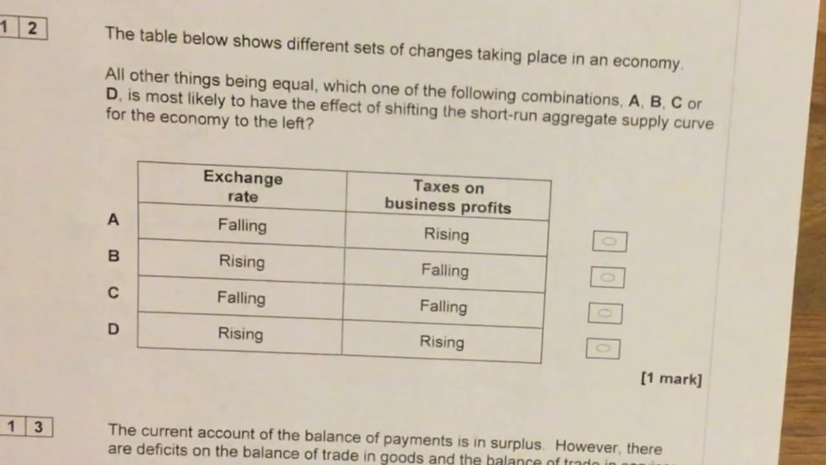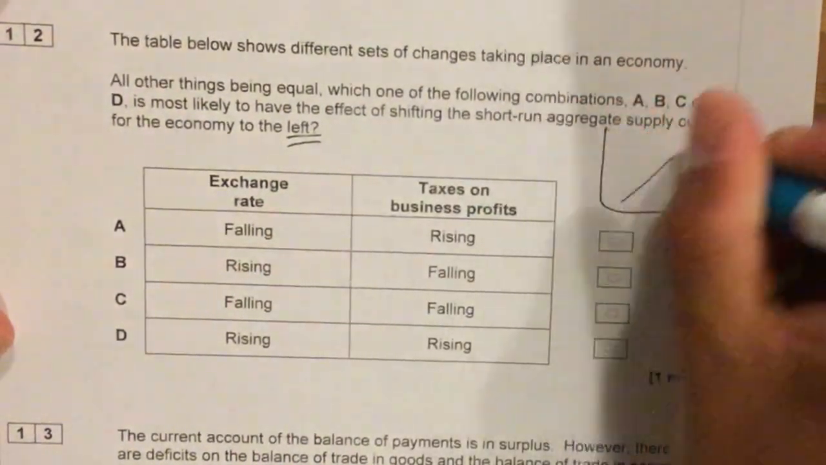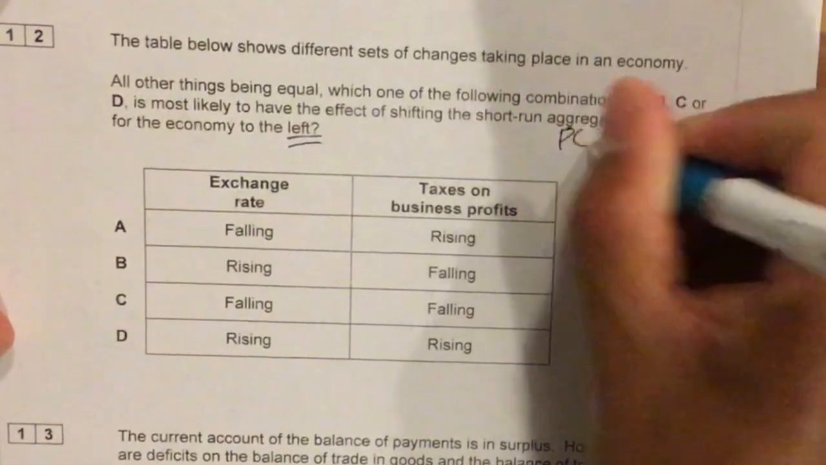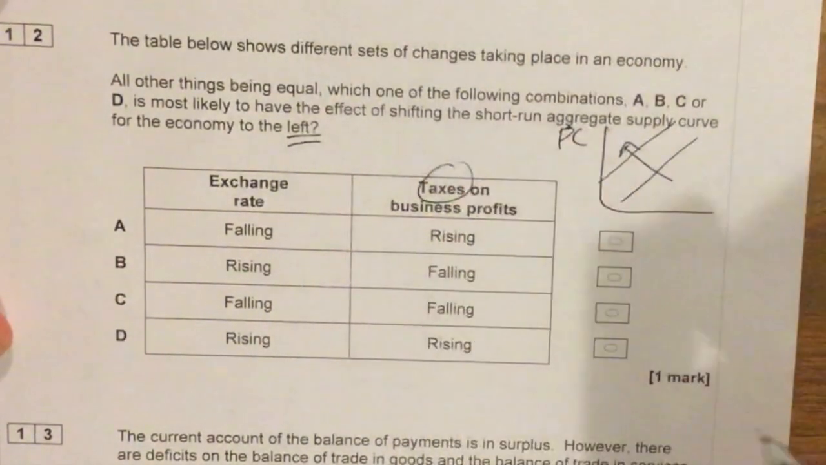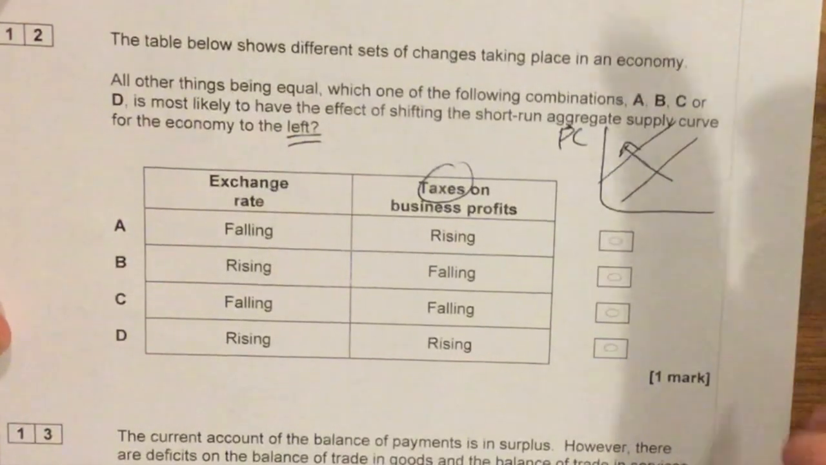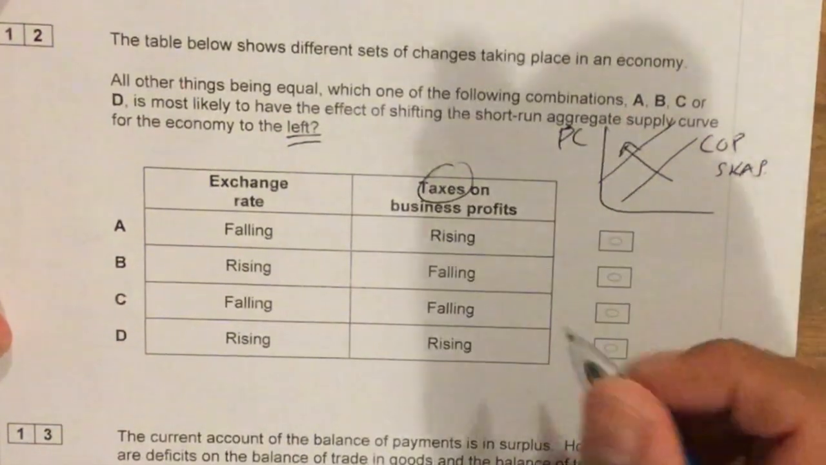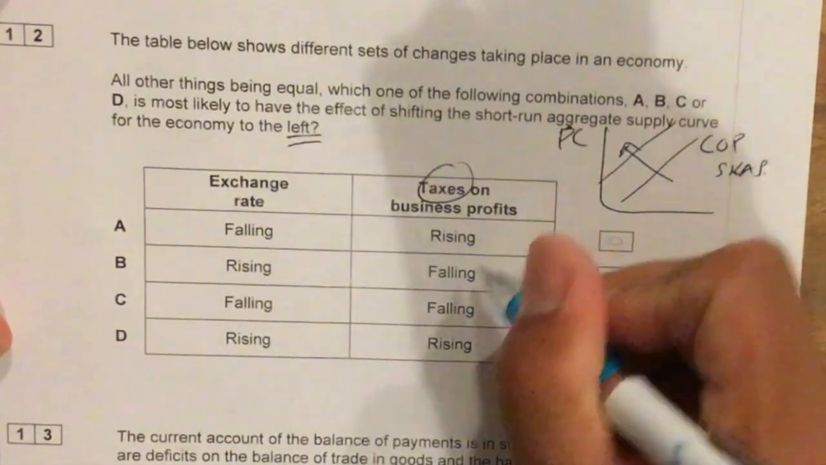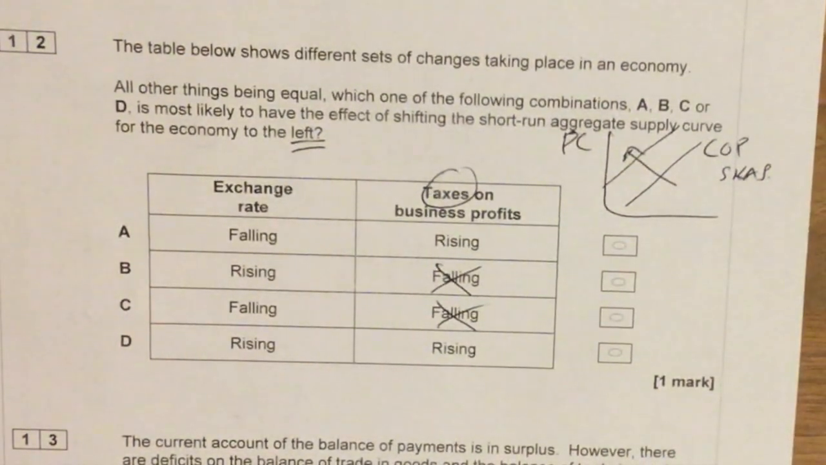The table below shows different sets of changes taking place in an economy. All other things being equal, which one of the following combinations, A, B, C, or D, is most likely to have the effect of shifting SRAS to the left? So we're thinking of something that's going to make that happen. Okay. Exchange rates and taxes on business profits. Let's take the easier one first, which is taxes. If taxes are going up, that's definitely a cost of production, which is effectively what the SRAS curve is. So we're looking for taxes going up. So it can't be falling, and it can't be falling. So we've made this a 50-50 already.